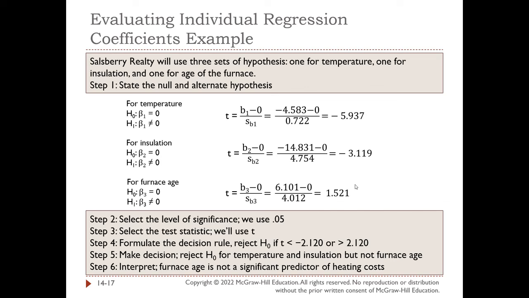So that means they're all two-tail t-tests. Okay. Next, we're going to select the level of significance. We use 0.05. Select the test statistic. We'll use t. Now, we're going to formulate the decision rule. We're going to reject the null if t is less than or greater than 2.120. And we're going to make the decision.